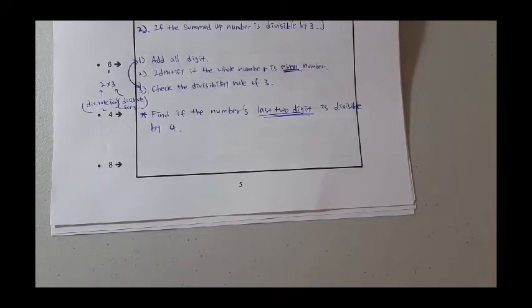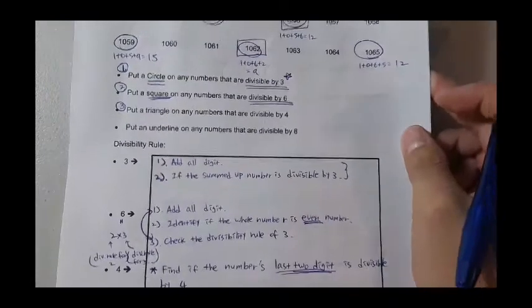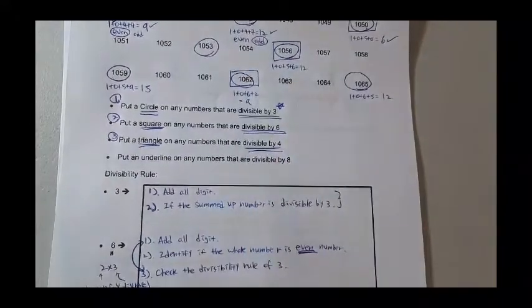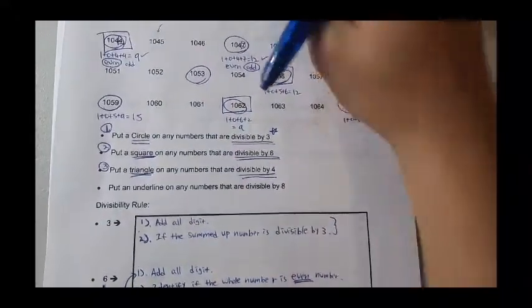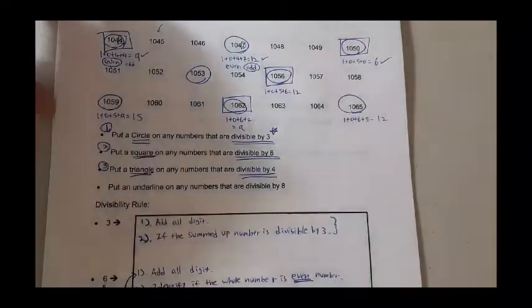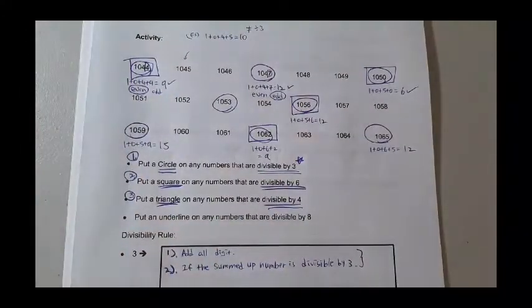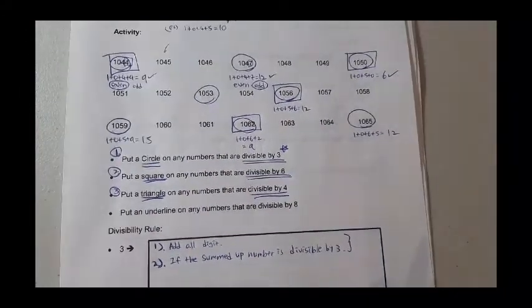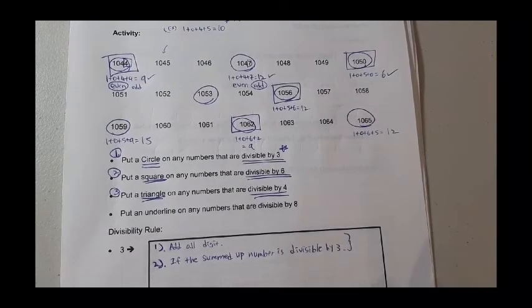So this time, pause the video to do activity number 3, which is putting a triangle on any number that is divisible by 4. I want you to put the triangle on anything that is applicable, and then double check with your calculator later.